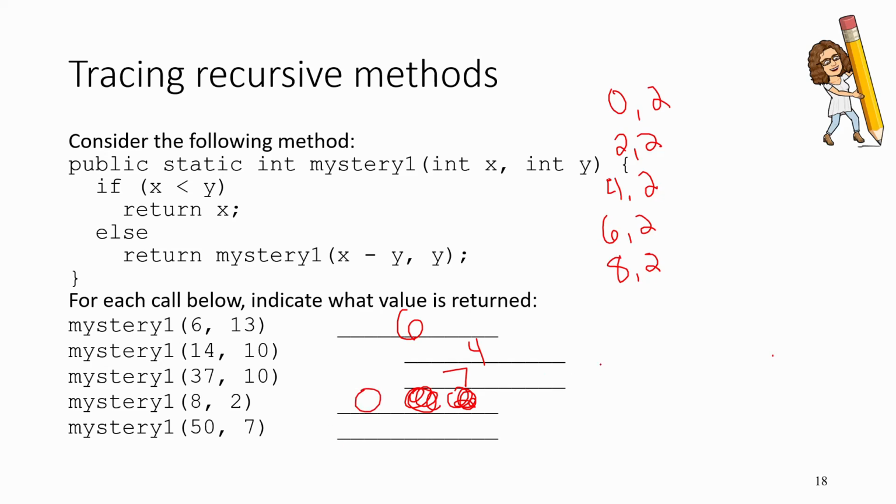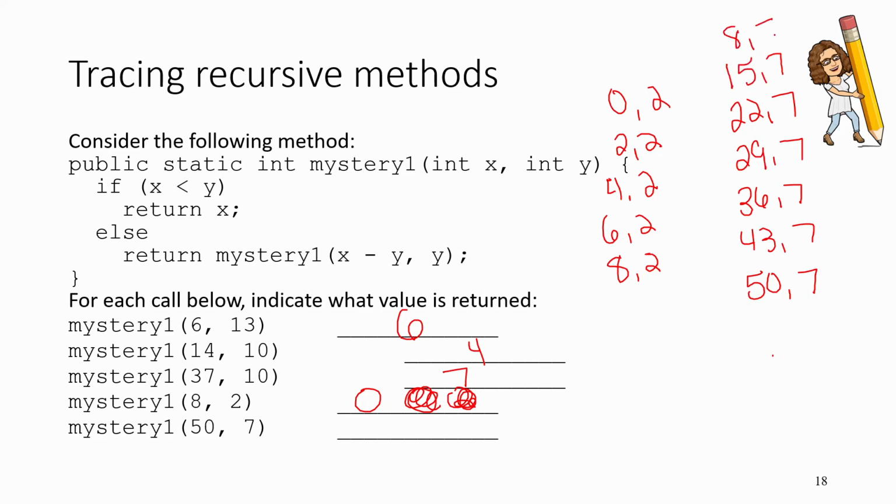And then 50, comma 7, we would have 43, 7, and then we would have 36, 7, and then we would have 29, 7, and then we would have 22, 7, and then we would have 15, 7, and then we would have 8, 7, and then we'd have 1, 7, so we'd actually print a 1. That one took forever. That one was a long time.